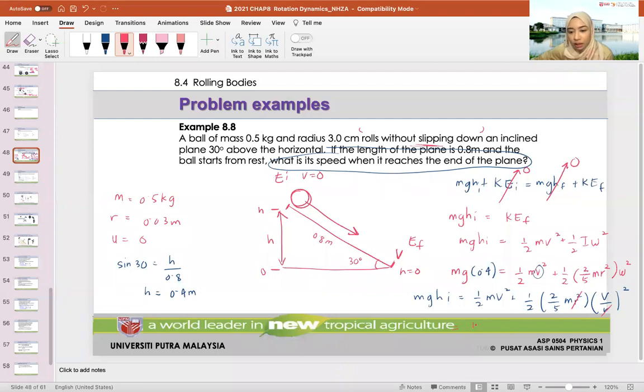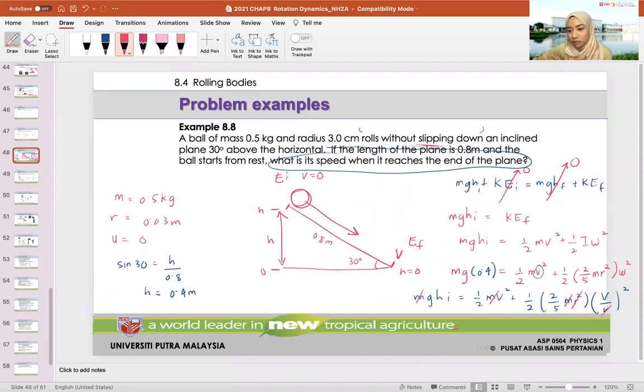So dia akan jadi macam ni. M times 1 over 2 V squared plus 1 over 2, 2 over 5 V squared. So this is what I'm factoring out, the M. Okay, so nak tunjuk je, tak nak tulis pun. So M will be cancelled out. Kalau semua ada M memang boleh cancel out. Okay, so now we're left with GH equals 1 over 2 V squared plus 1 over 2, 2 over 5 V squared.